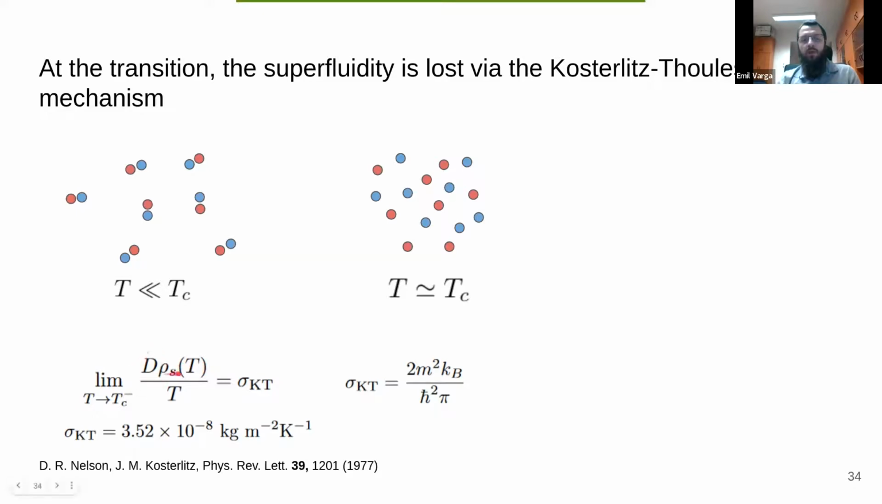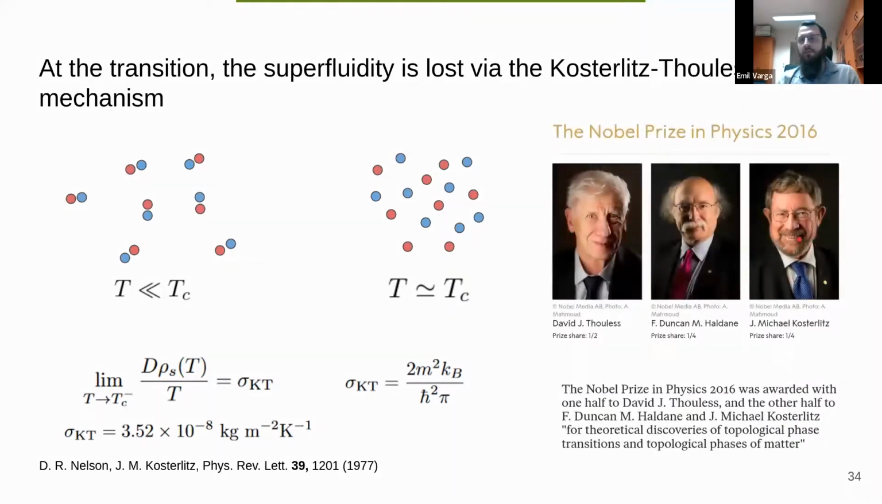only by the confinement and a universal constant, which is given by the mass of the helium atom, Boltzmann constant and Planck's constant, and is about this value. I cannot do this topic justice. This is just the tip of a very deep iceberg that won these three guys the Nobel Prize 6 years ago.